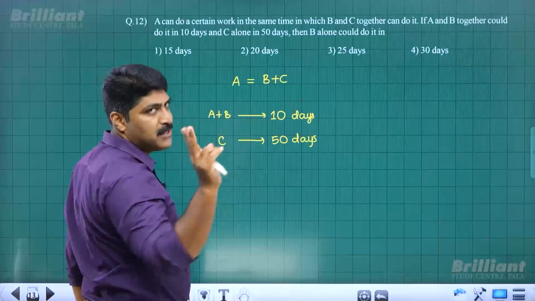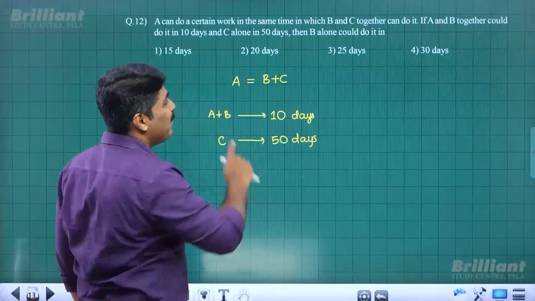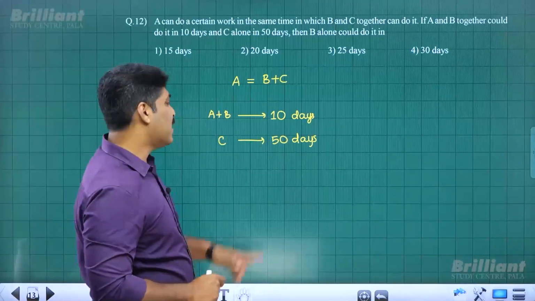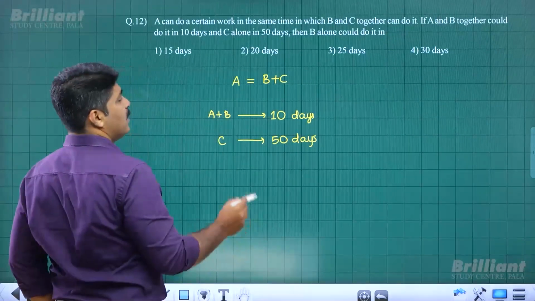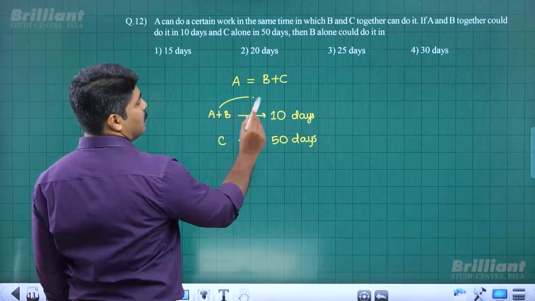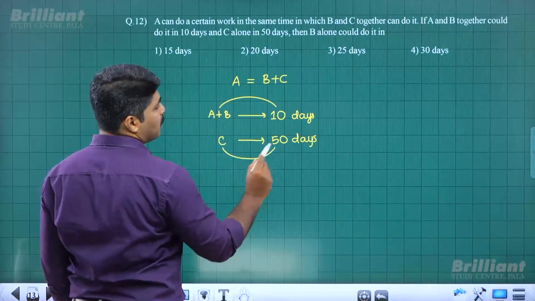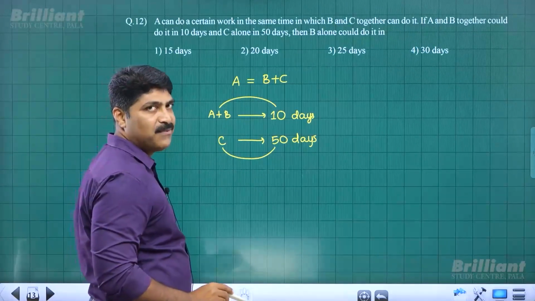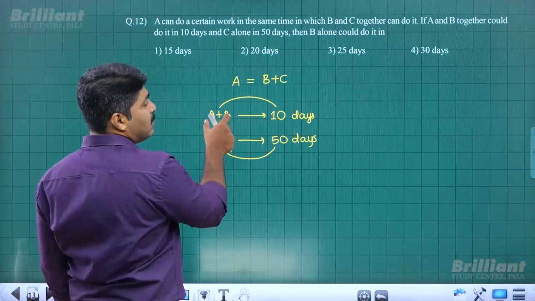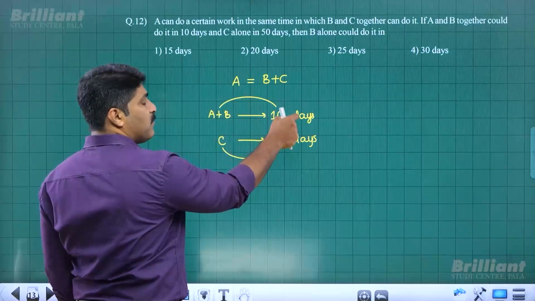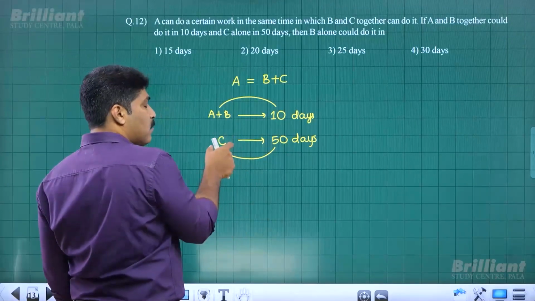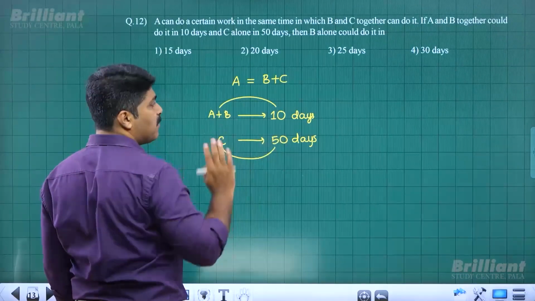That means A and B, two persons, together required 10 days. C required 50 days. So therefore, what we can conclude? We know that the product of these two values should be equal to the product of these two values. That's a basic idea of time and work. This many persons require 10 days. So the number of persons into number of days will be equal to the other group, the number of persons into number of days.